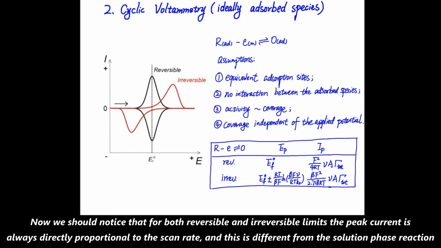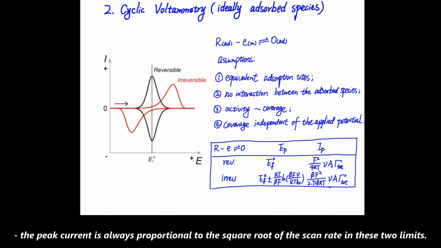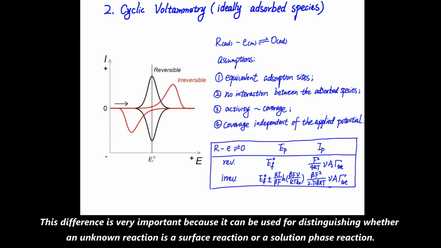Now we should notice that for both reversible and irreversible limits, the peak current is always directly proportional to the scan rate. And this is different from the solution phase reaction, where the peak current is always proportional to the square root of the scan rate in these two limits. And this difference is very important because it can be used for distinguishing whether an unknown reaction is a surface reaction or a solution phase reaction.